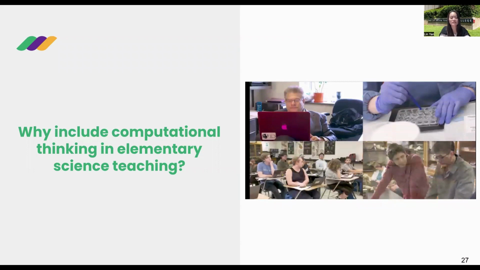Therefore, our project specifically focuses on supporting elementary school teachers in integrating computational thinking and culturally responsive teaching into their science instruction. We believe this change in teacher practices will support all students in developing fundamental knowledge, personal connection, and interest in science and computing.